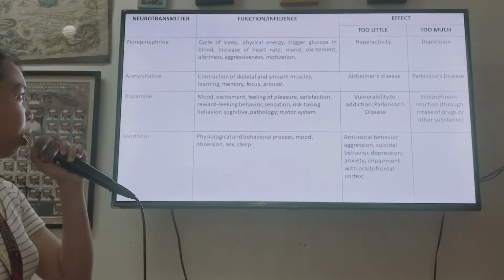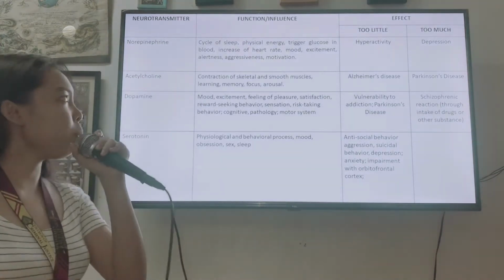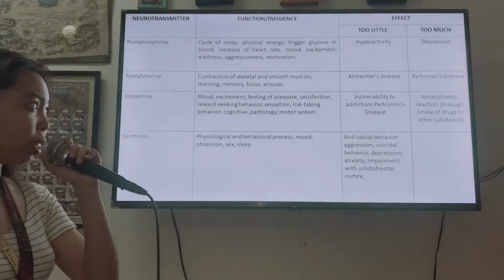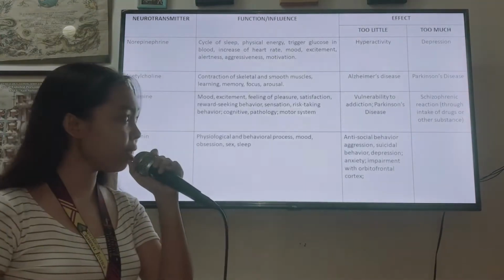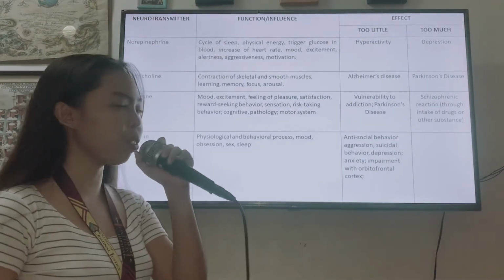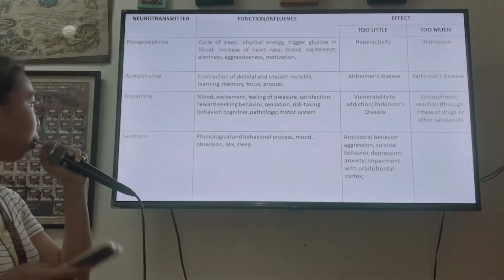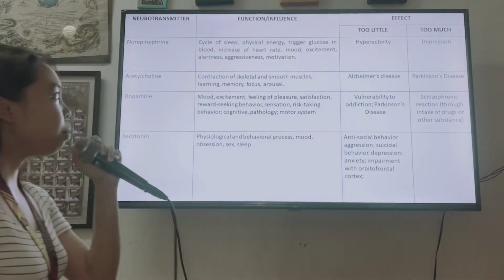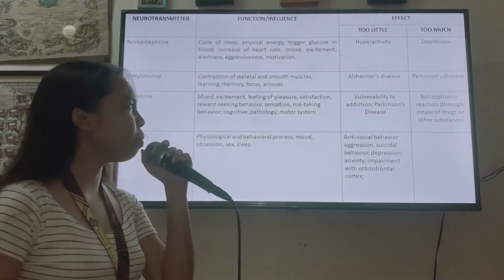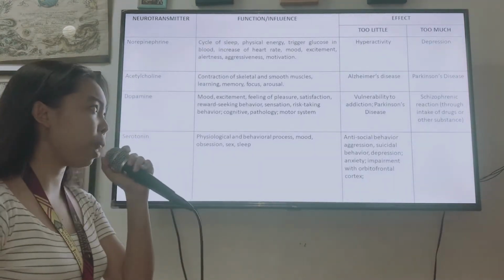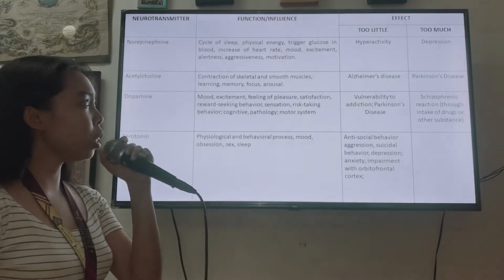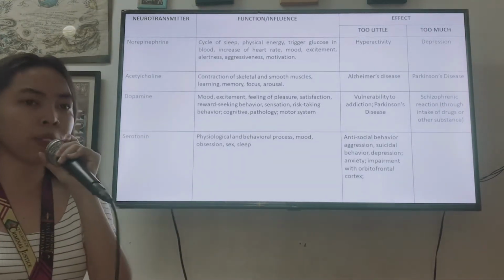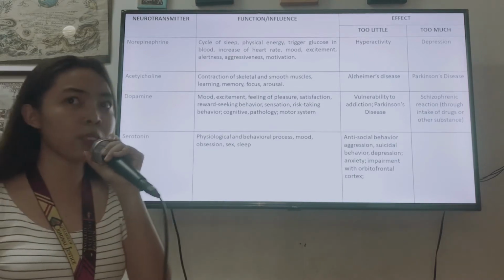Acetylcholine. It is for the contraction of skeletal and smooth muscles, learning, memory, focus, and arousal. If it's too little, it causes Alzheimer's disease, and if it's too much, Parkinson's disease. Dopamine. This is what we call the feel-good neurotransmitter. If it's too little, vulnerability to addiction or Parkinson's disease. If we have too much dopamine, or we take in some drugs or other substances, it causes schizophrenic reaction.